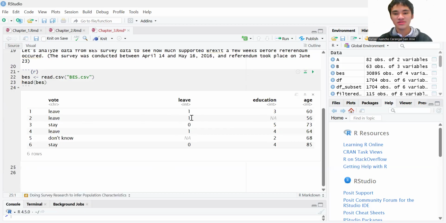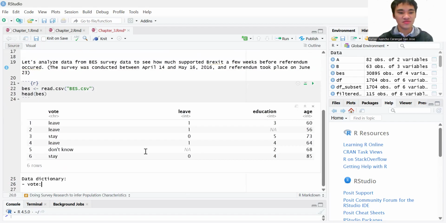So in order to really understand what each of these variables mean, when we're doing data science, we need to have some sort of data dictionary where it tells us what exactly each of these variables mean. So I'm going to do that right now. I'm going to say data dictionary.